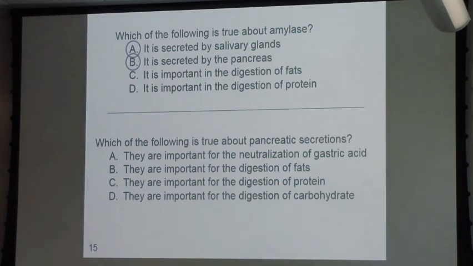If this question were, what is true about saliva? You would say it's secreted by the salivary glands. Well, no, so it's a different question. Never mind. Amylase is secreted by the salivary glands and the pancreas, and it's important for the digestion of carbohydrate, not fats or proteins. Okay, let's do the next one, which is true about pancreatic secretions.